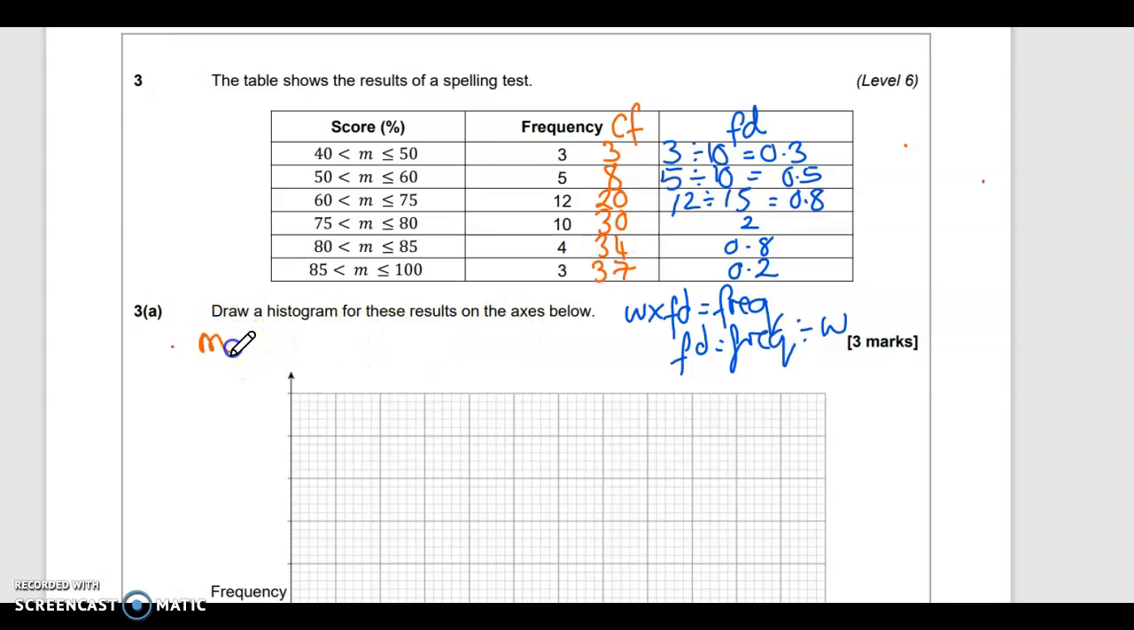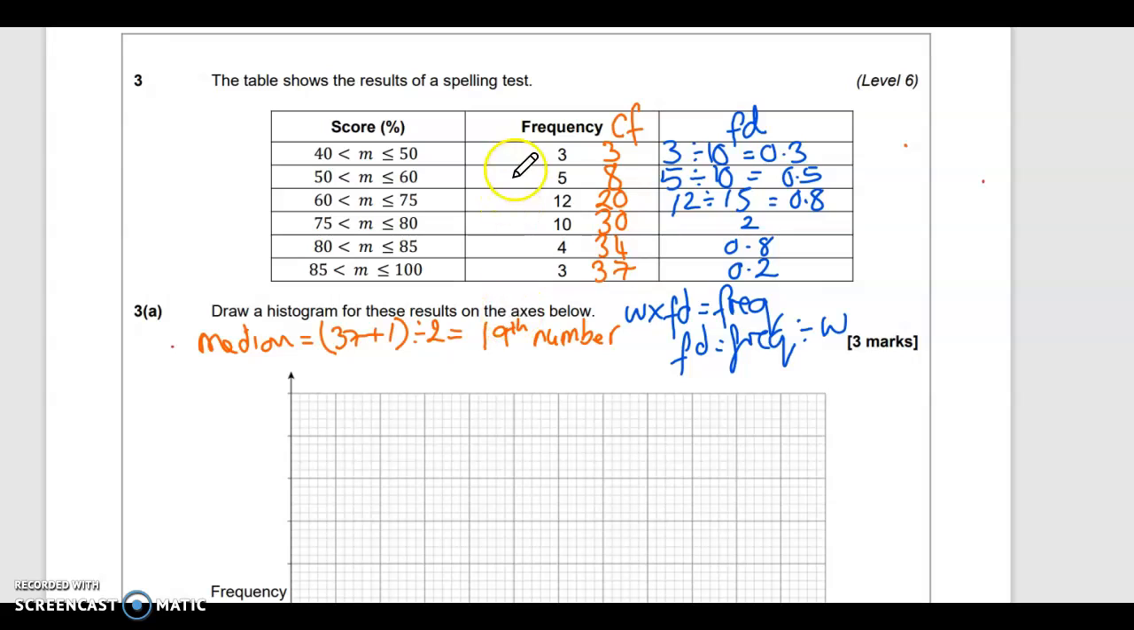So our median, which is our middle value, is found by taking the 37, adding 1 to it, and then halving it to find where it is. So that's 38 divided by 2, so it's the 19th number, okay? And we want to have an estimate of where that is. So we need to find which bar it's in.